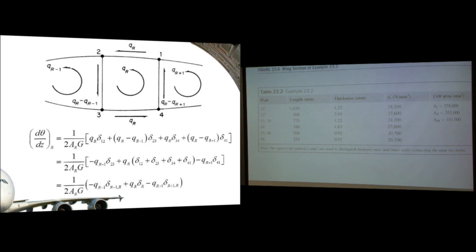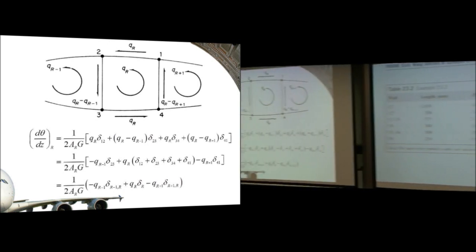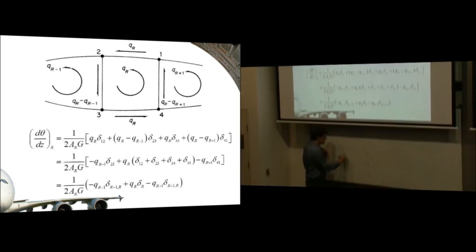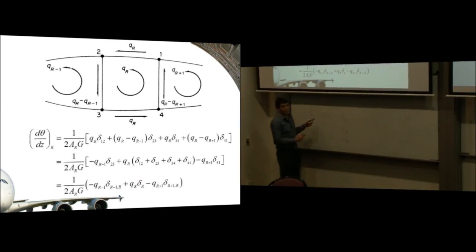So let's just do a couple of examples. What's delta 1, 2 outer? It's 1650 divided by 1.22. That's 1353. And delta 1, 2 inner? 250. What was 250? Okay, and what units are they in?